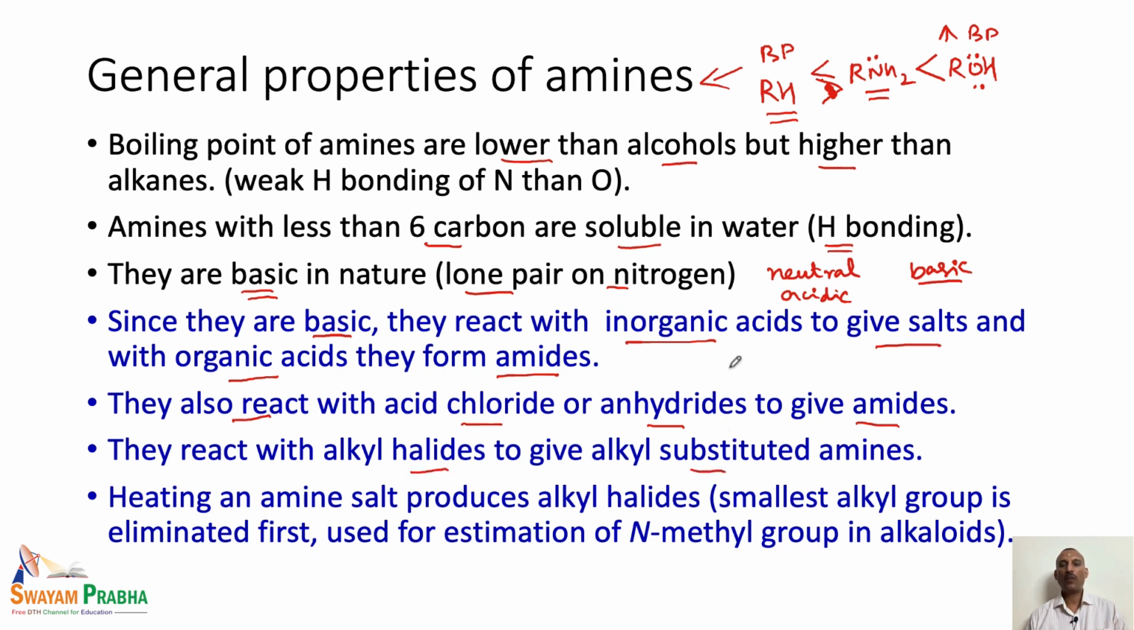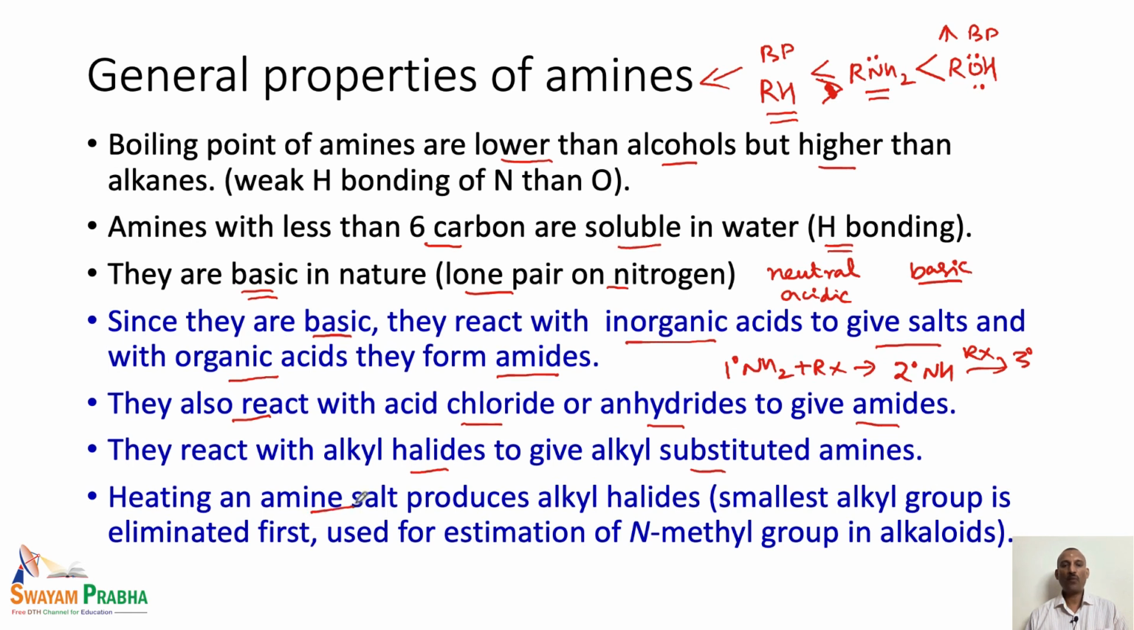If a primary amine reacts with an alkyl halide, we end up with a secondary amine. The secondary amine, when it reacts with an alkyl halide, gives the tertiary amine. So the substitution on nitrogen increases by 1 whenever an amine is treated with an alkyl halide.